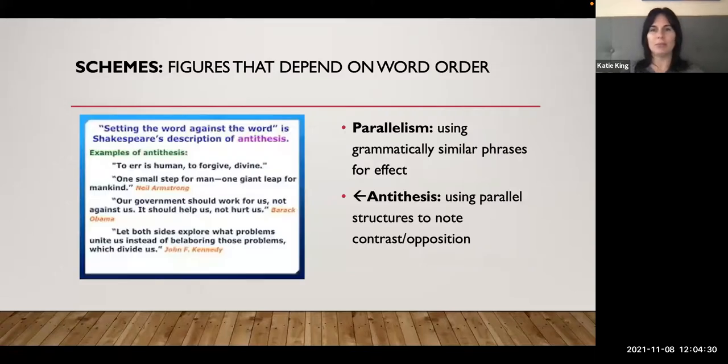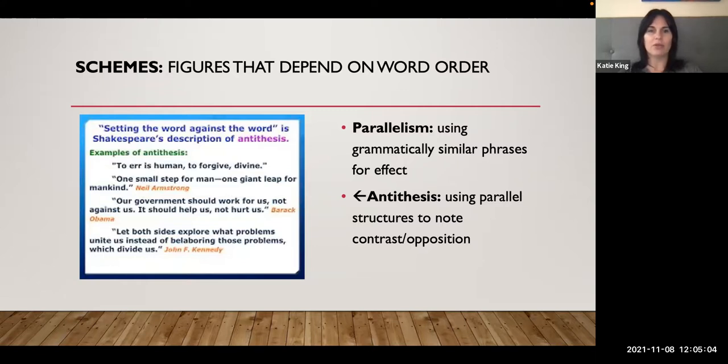We also have schemes. Schemes are figures that depend on word order. I've already talked about parallelism, so I won't go into depth about that. But again, it's about using grammatically similar phrases or structures. But antithesis inverts the order, right? It's using parallel structures to note contrast or opposition. Setting the word against the word is Shakespeare's description.